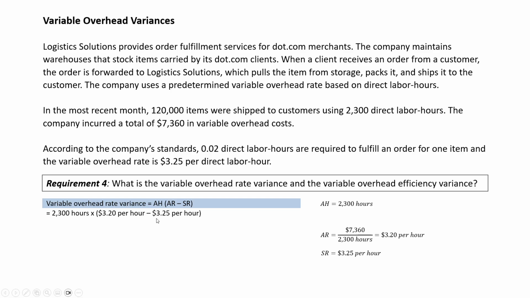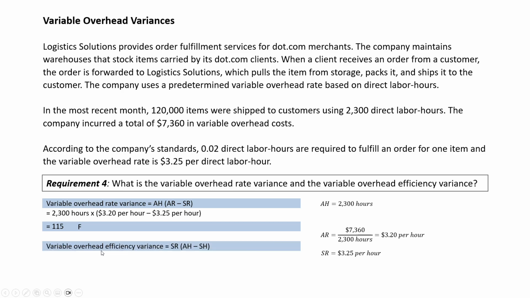And let's stop before we do the final calculation. Is this good or bad? Favorable or unfavorable? Well, this is going to be a good thing. We paid 5 cents less per hour, which saves us cost. So this is going to be favorable. 5 cents less times 2,300 hours is $115 favorable. Again, that's our rate or price variance.